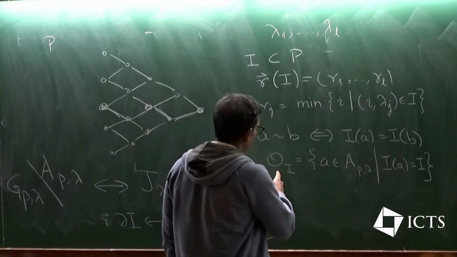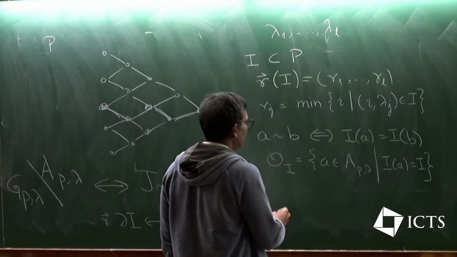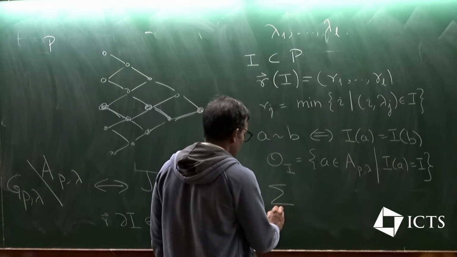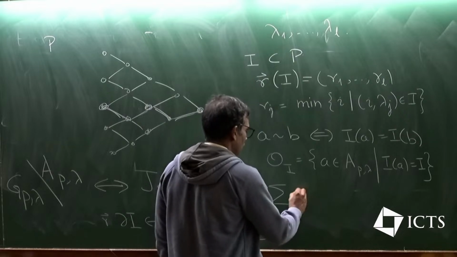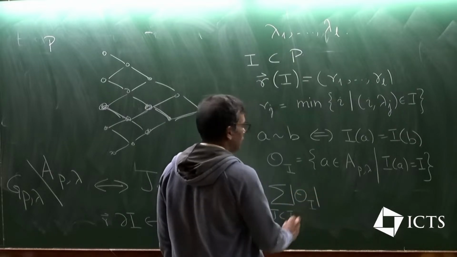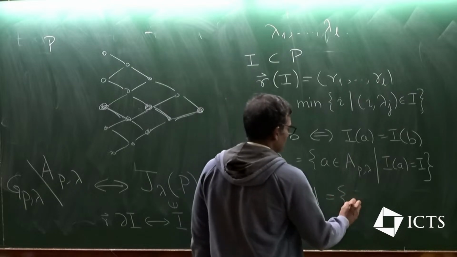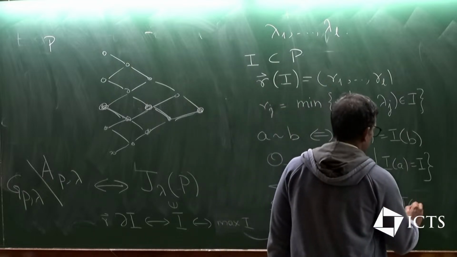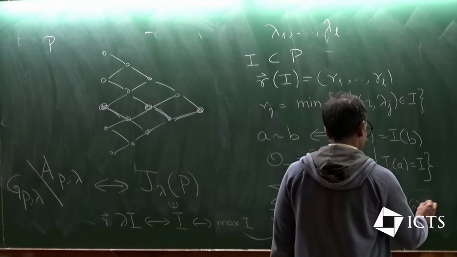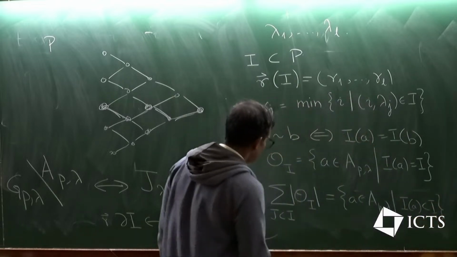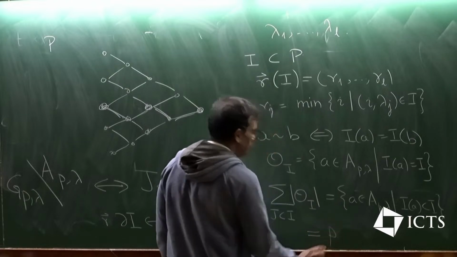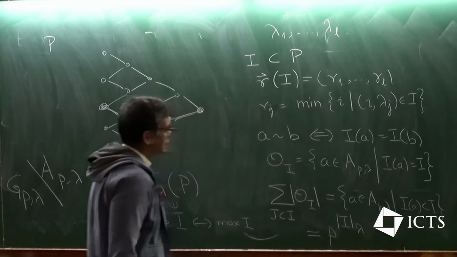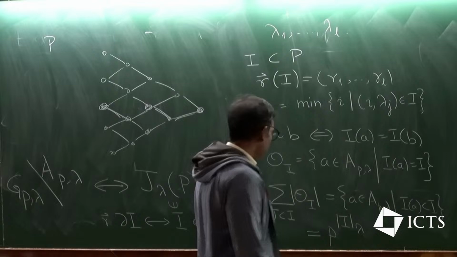And it's maybe not so obvious what the cardinality of O_I is, but it's pretty easy to compute the sum over J contained in I of O_J. Because this is just A in A_P lambda such that I_A is contained in I. And this is just P to the power of some sort of size of I with respect to lambda. So let me just define the size.